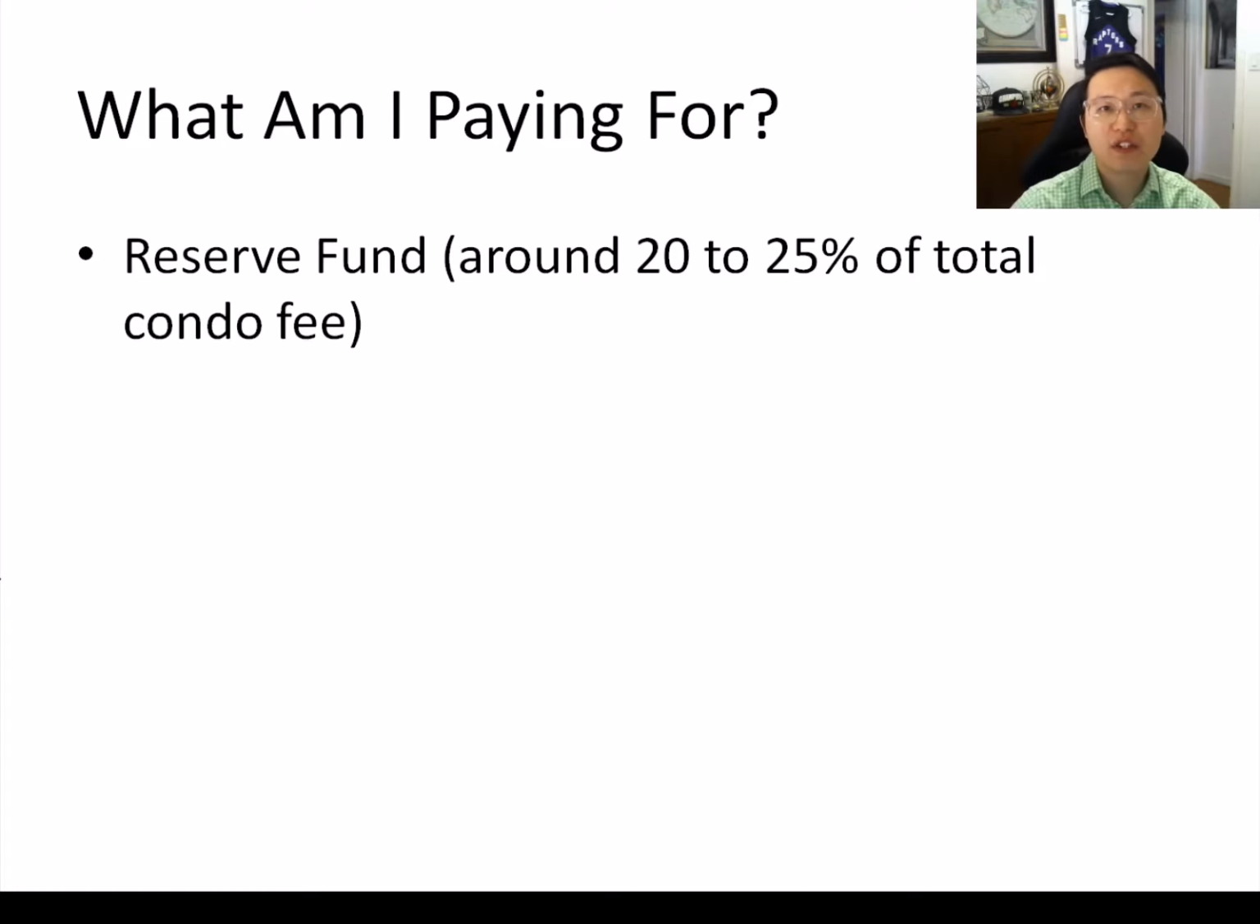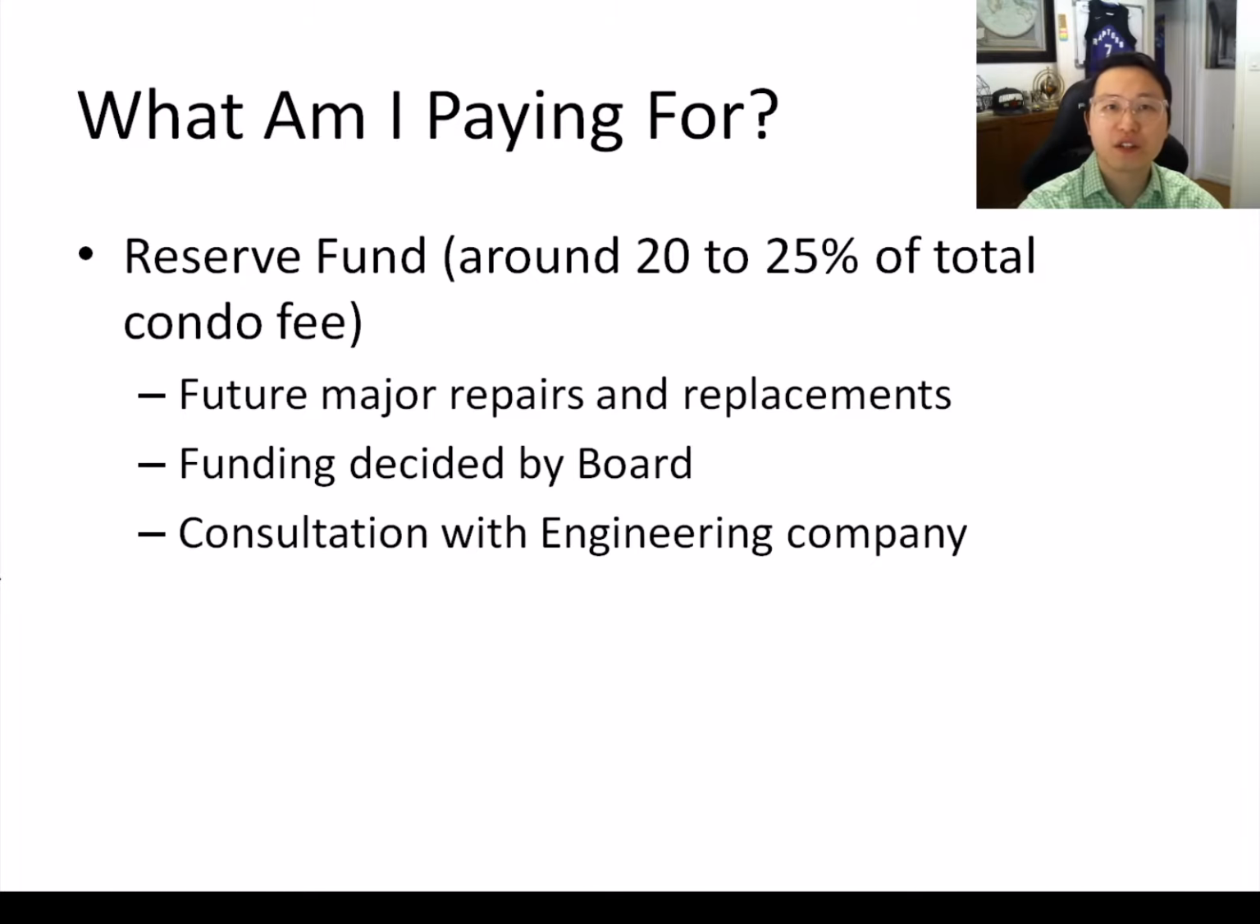So the first one is the reserve fund, and it takes approximately 20 to 25% of the total condo fee. So of your monthly fee, a portion of it goes towards something called the reserve fund, which is used for the future major repairs and replacements. The amount of funding that is required and the amount that is taken from your monthly fee is decided by the board. But they're obviously doing it in consultation with an engineering company.